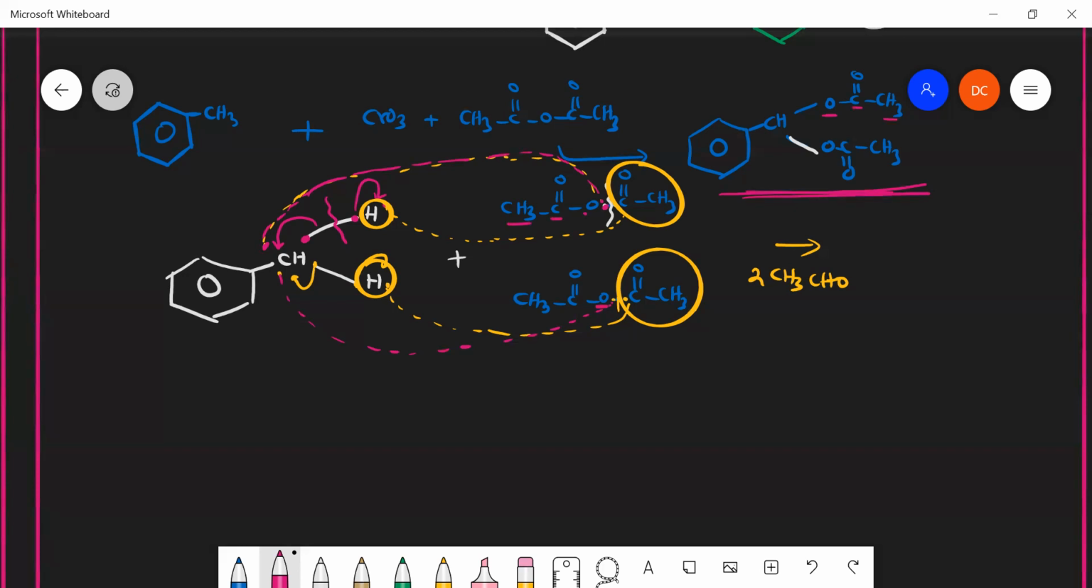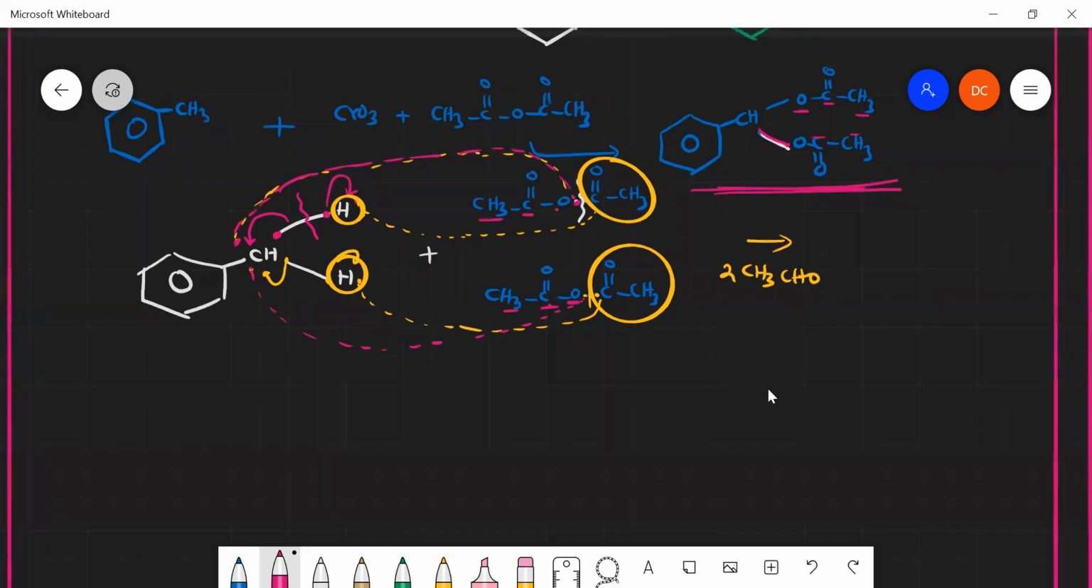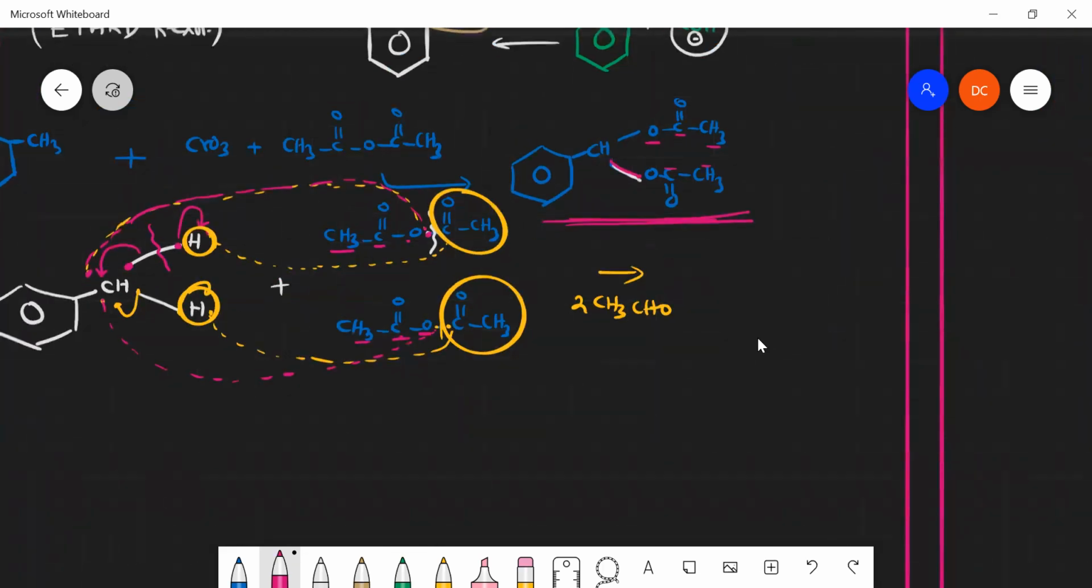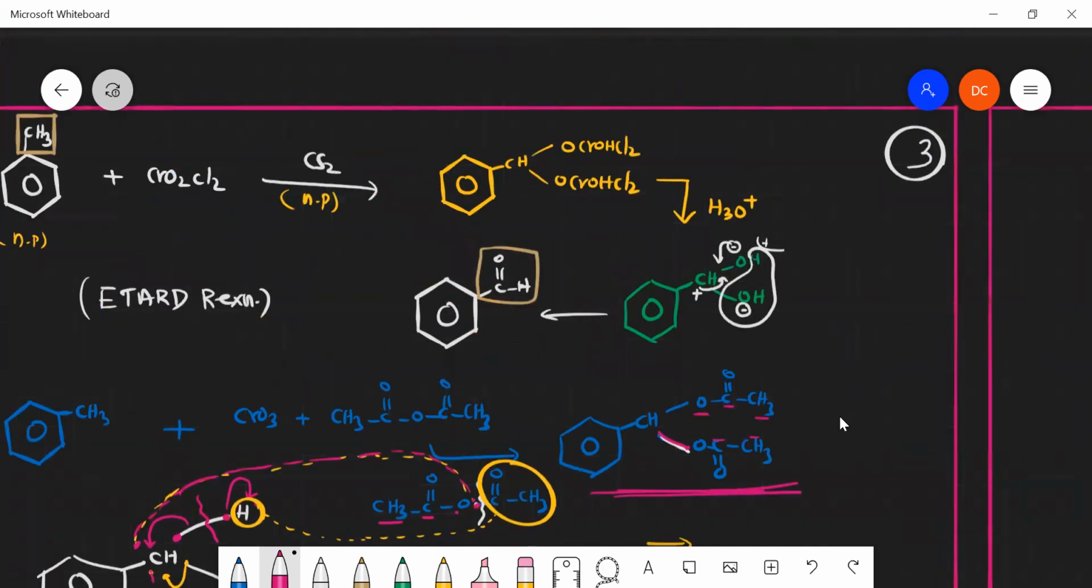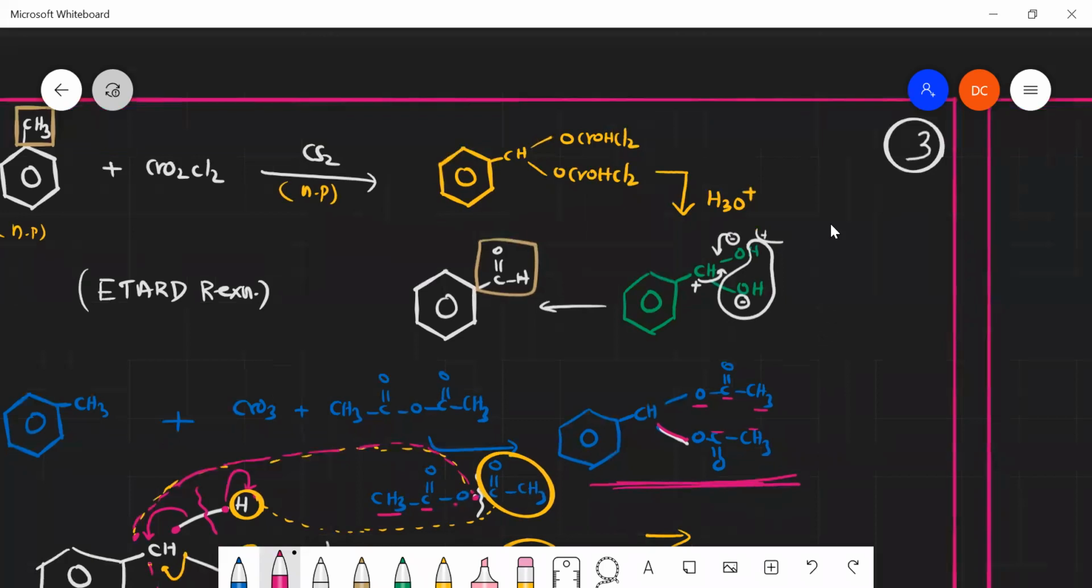Likewise, the same thing: oxygen attached directly with this carbon. Then CO, CH3 group is there. Okay. I think you are able to understand how the entire group will be attached. Here also the same thing; CrO2Cl2 is going to attach like that. Okay.